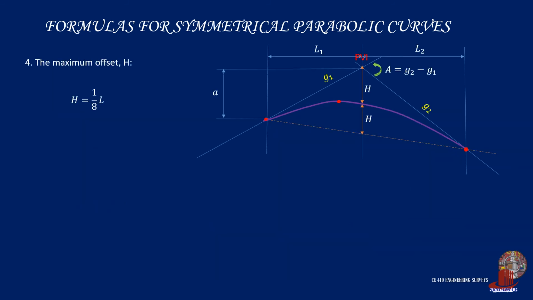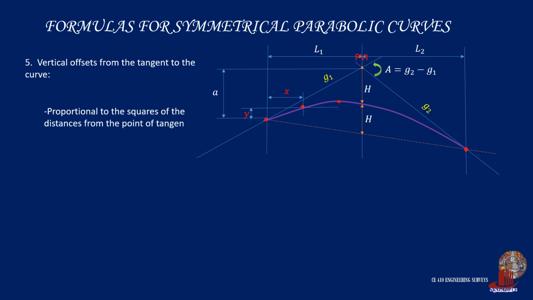The maximum offset H is equal to 1/8 the product of the algebraic difference between the two rates of grade and the length of the curve. The last formula is the vertical offsets from the tangent to the curve, which are proportional to the squares of the distances from the point of tangency.